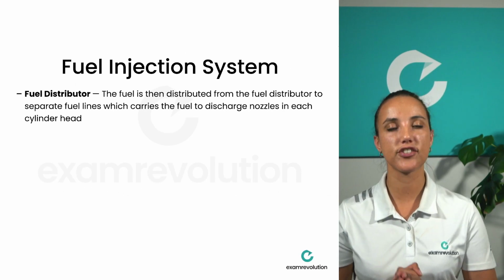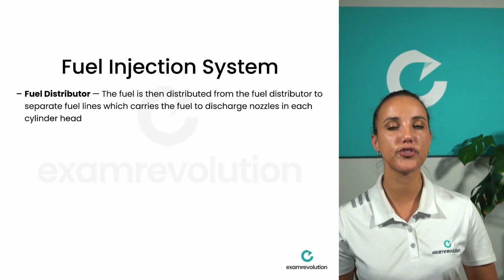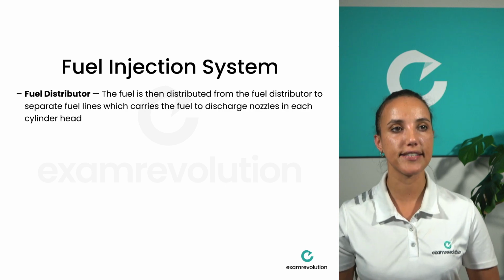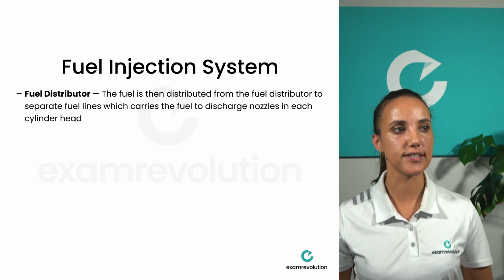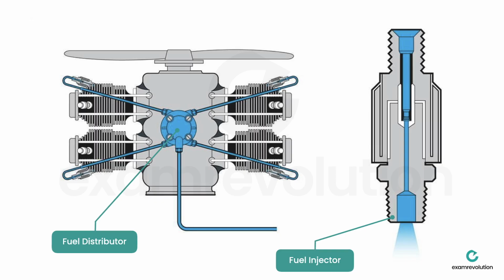Now the fuel is then distributed from the fuel distributor to separate fuel lines, which carry the fuel to discharge nozzles in each cylinder head. So once again, you can see the fuel distributor looks kind of like a spider on top of the engine, and it has fuel lines going from that distributor to each cylinder, and each cylinder has a fuel injector that then sprays your fuel and air mixture directly into the cylinder.